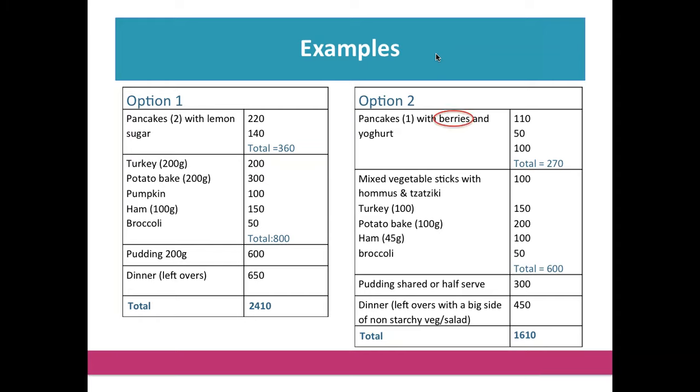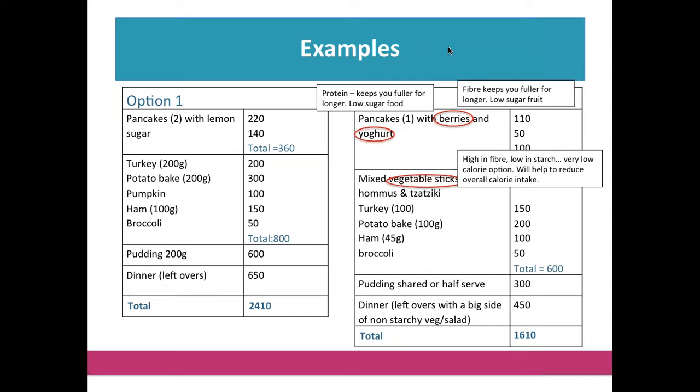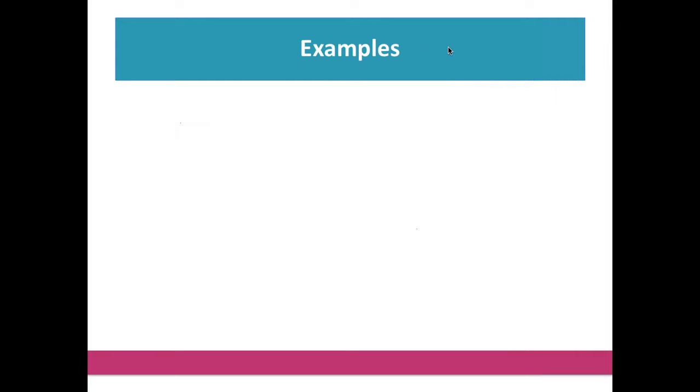So just circled a few here. So you've got the berries. The berries are full of fiber. They're going to keep you satisfied for longer, and they're low in sugar. Protein, it keeps you fuller for longer. I mentioned that before. Vegetable sticks, high in fiber. Half serve, you can still have what you want. You just have a little bit less. And then for dinner, I've already mentioned the non-starchies. So that's down to 1,600.